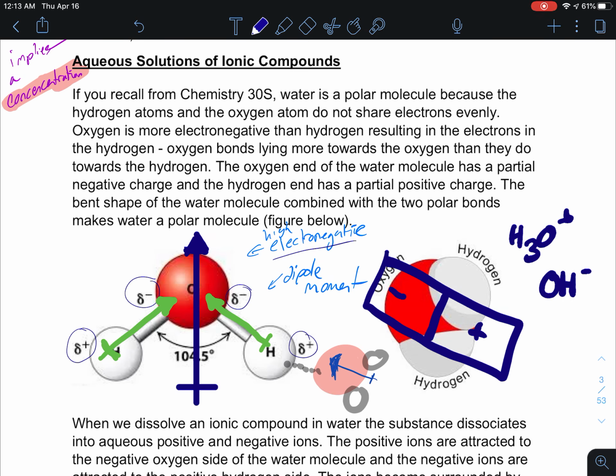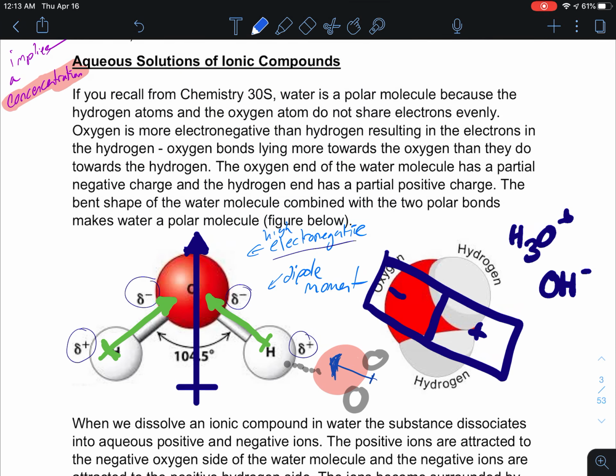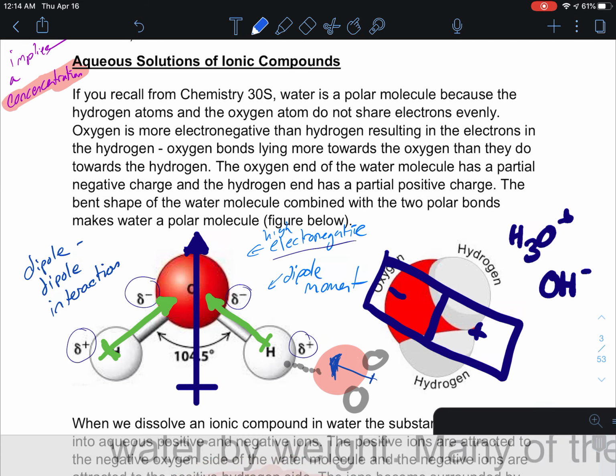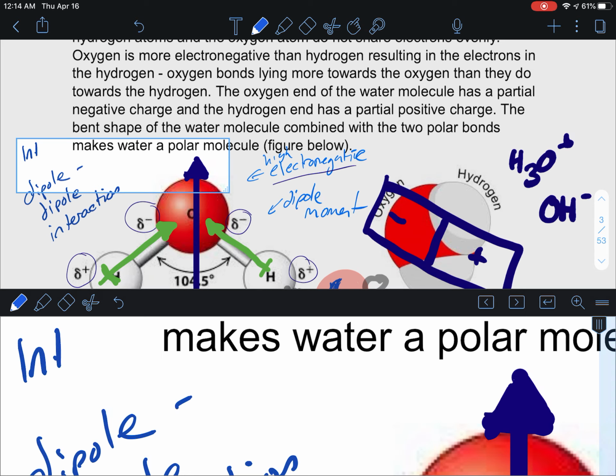So that hydrogen mobility due to the dipole, if it's just a dipole, is a dipole-dipole interaction. And this is a force. This can be thought of as an intermolecular force, between two molecules.